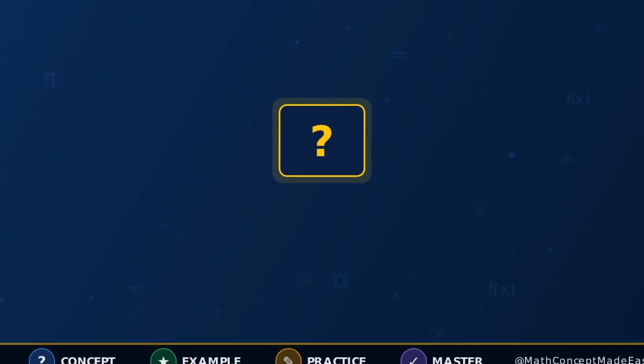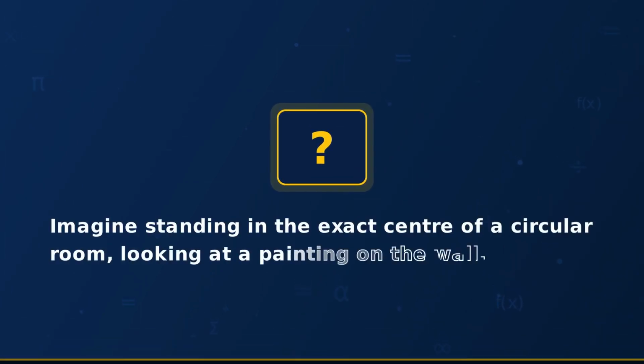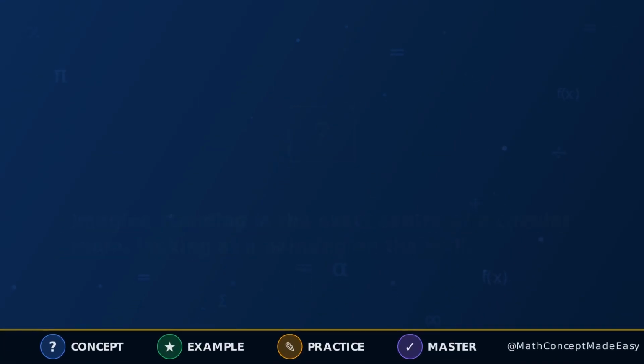Here is a little mystery before we start. Imagine standing in the exact center of a circular room, looking at a painting on the wall. Hold that thought, because today it becomes mathematics.